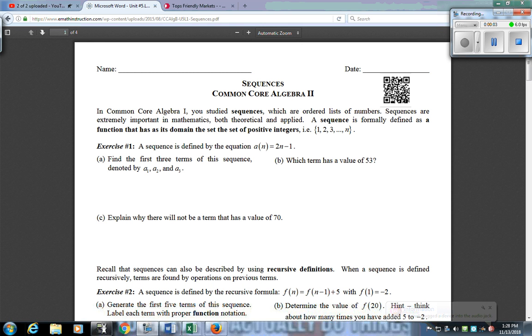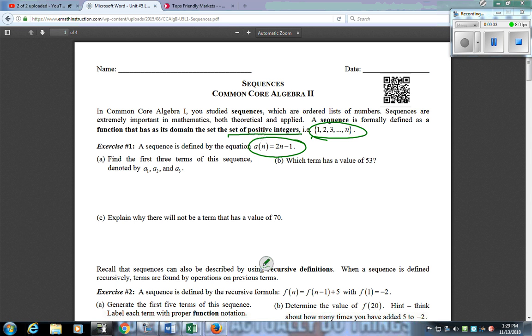Hey guys, we're going to start talking about sequences, and we're going to look at two different types. We're going to look at just a regular sequence, sometimes referred to as an algebraic formula, and we're also going to look at what a recursive formula looks like. They give us a pretty basic one to start, and the big thing you notice about a sequence is that it's only used with positive integers. So only positive numbers can be placed in these sequences.